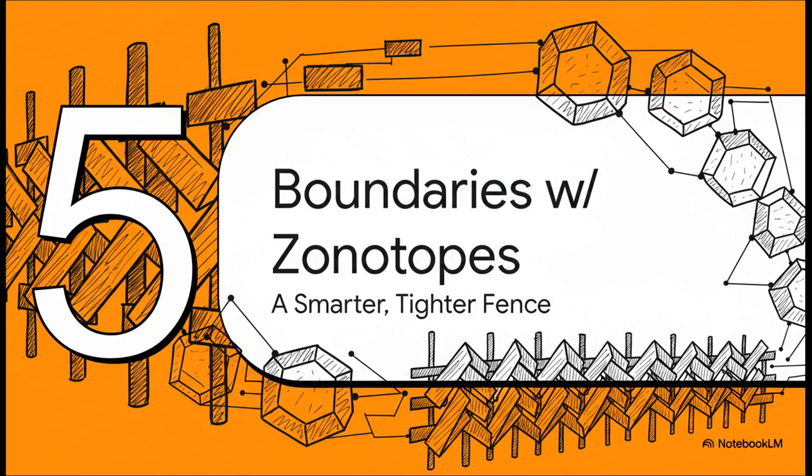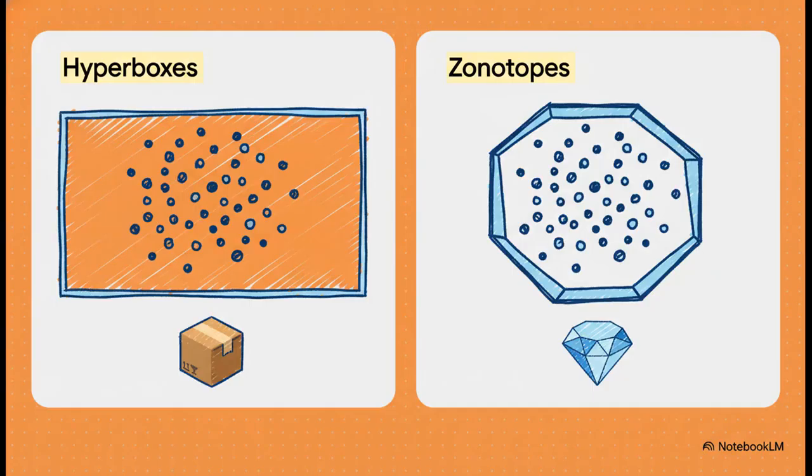So if verification is all about building a good fence, then obviously the next question is, what's the best material to build it out of? And that's the key innovation in the second paper, using a much more sophisticated geometric shape to build a way smarter, way tighter fence. This slide makes the comparison perfectly. Older methods often used simple shapes called hyperboxes. Think of that like a generic, one-size-fits-all square fence. It's easy, but it's often a really loose, sloppy fit.